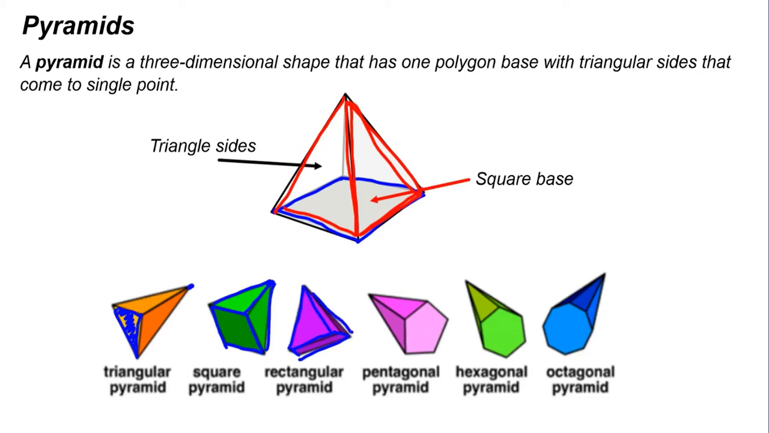All the sides are triangles. Again, here's that pentagonal pyramid where you've got a pentagon for the base and all the triangle sides meet at a point. Hexagonal has a hexagon for a base and all of the triangular sides meet at a point. And an octagonal pyramid here as well. So we've got prisms and pyramids and the difference between them there.